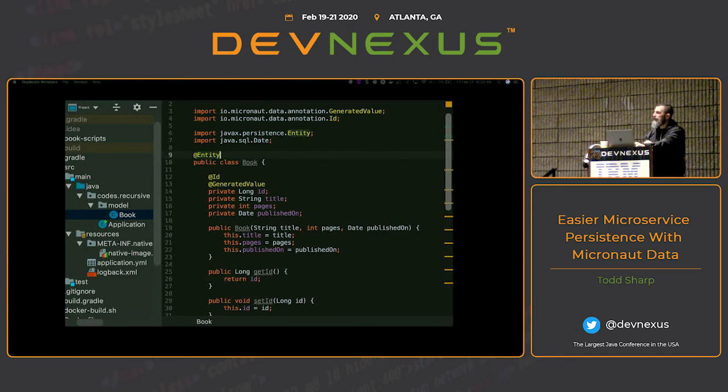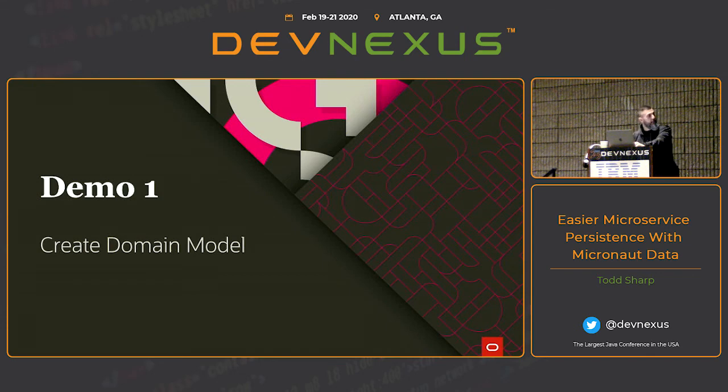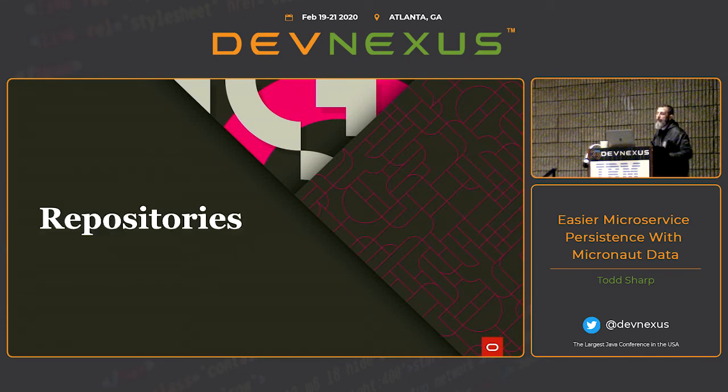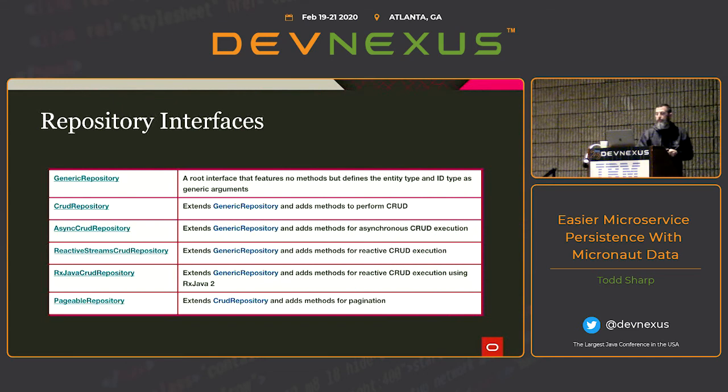So that's it. We created an entity. Micronaut Data knows that this is something that it needs to manage. Let's go back to the slides and talk about repositories. So we created our application, added our dependencies, configured the data source, and created our domain model, let's talk about repositories.